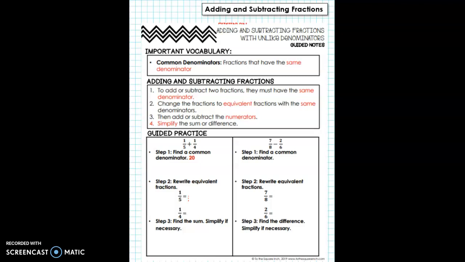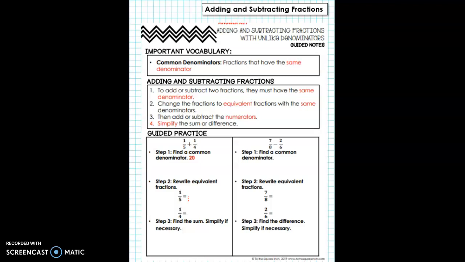It doesn't always find the common smallest denominator by multiplying the two together, but multiplying the two denominators together always gives you a common denominator. We're going to rewrite these into equivalent fractions.